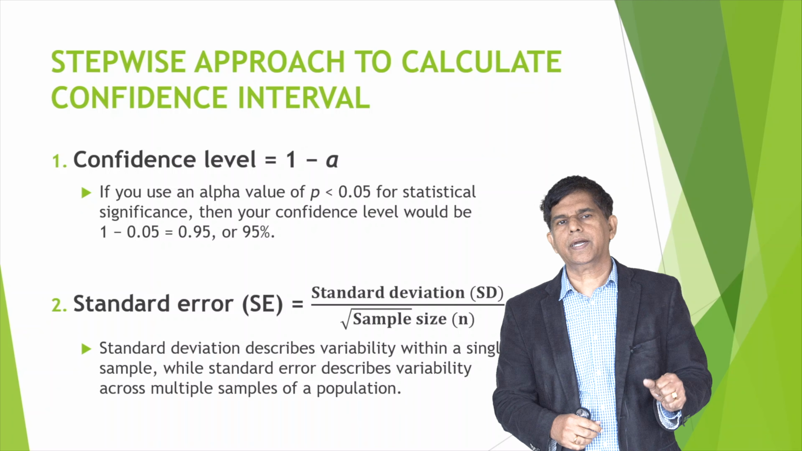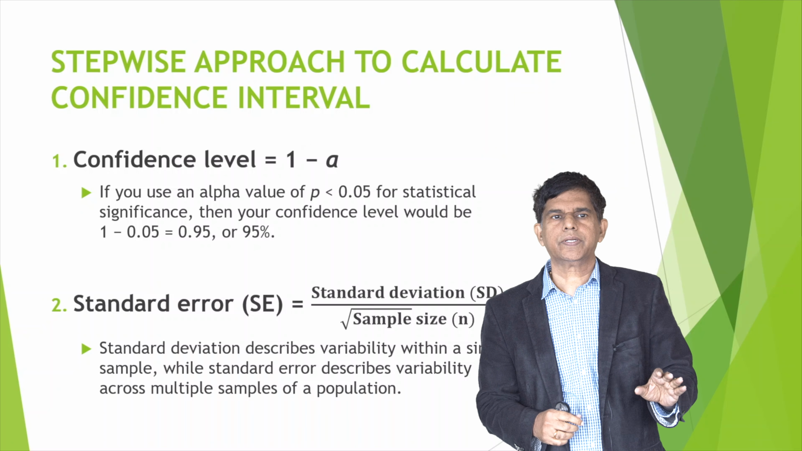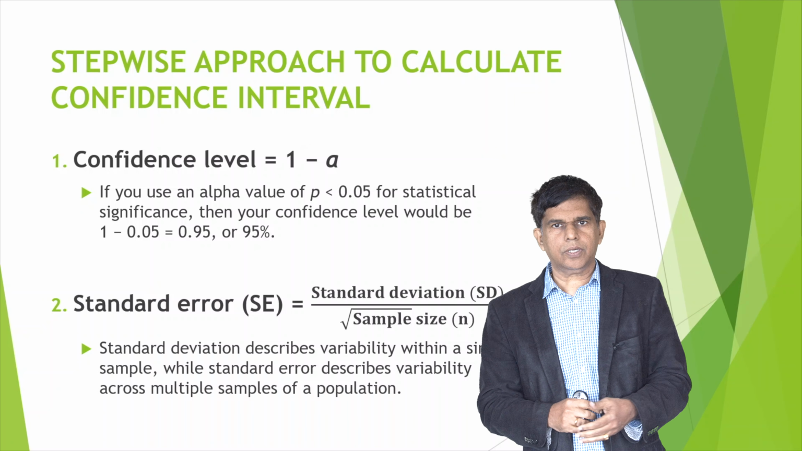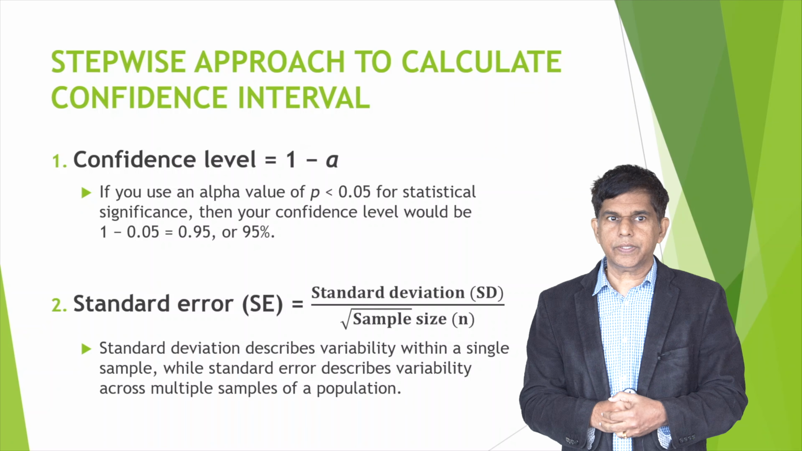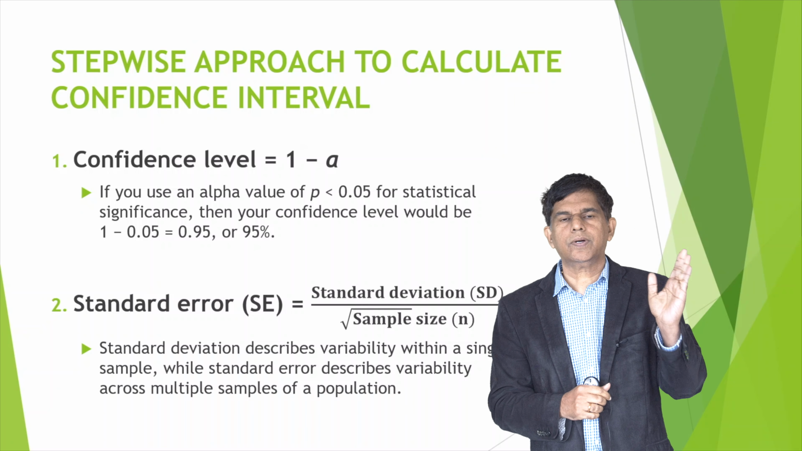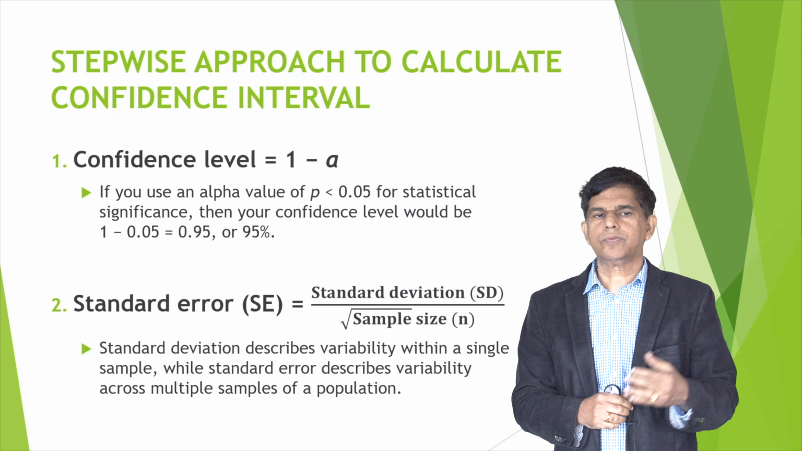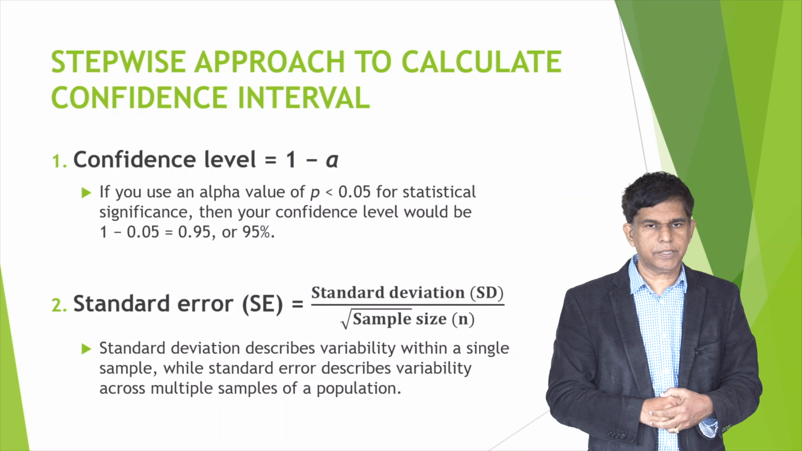First, you have to decide what kind of confidence interval you want, a 95% confidence interval or a 90% confidence interval. Most of the time we like the 95% confidence interval. So you take 1 minus alpha, which is 0.05, so 1 minus 0.05 is the 95% confidence interval. That's the first step.